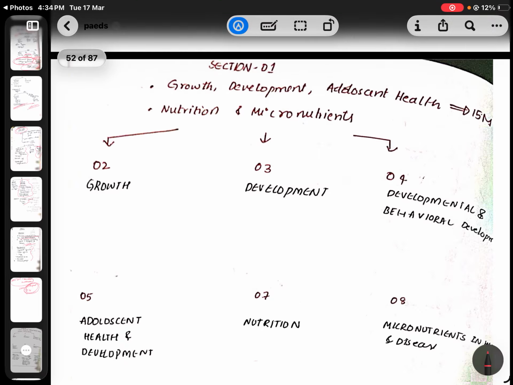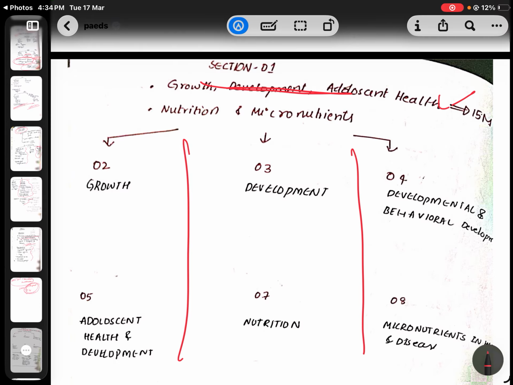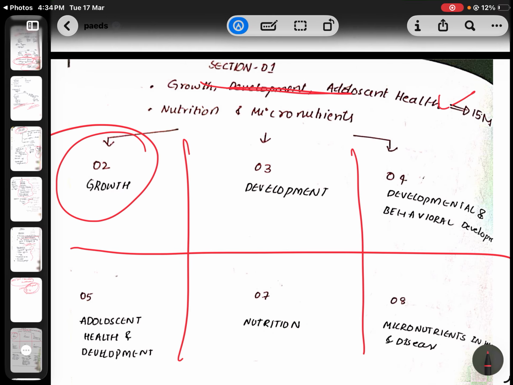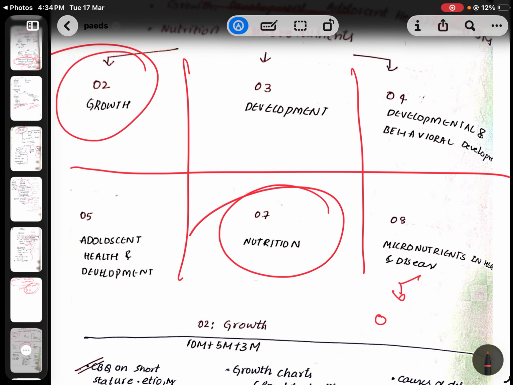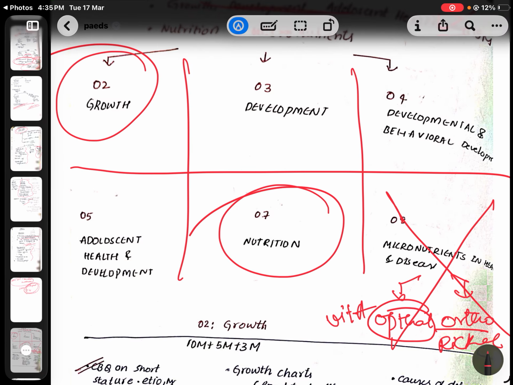The first section which I discussed is growth, development, adolescent, nutrition, and micronutrients. Then these are the single classifications which are there. The two most important things which can be expected for a 10 marker are these two things. Again, micronutrients in health, and here you have to refer ophthalm and ortho. Why ophthalm, vitamin A; why ortho, rickets. I have not been talking about that in this part. Here ADHD and pica will also be discussed.